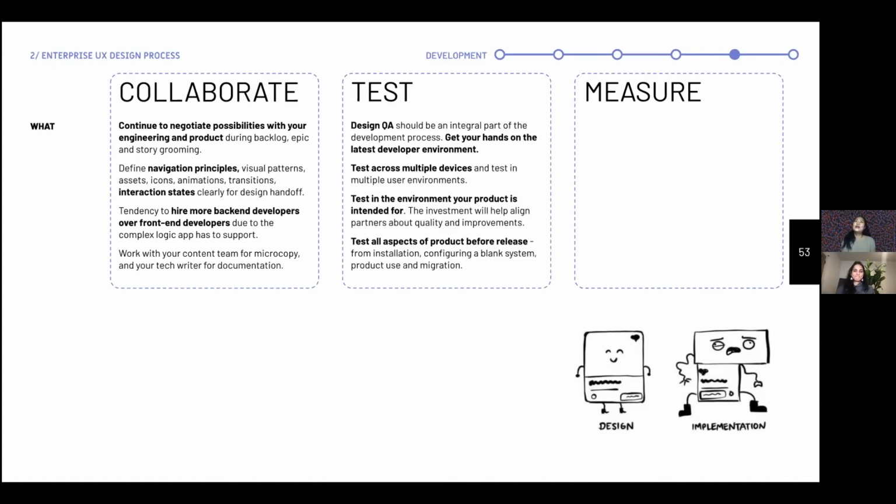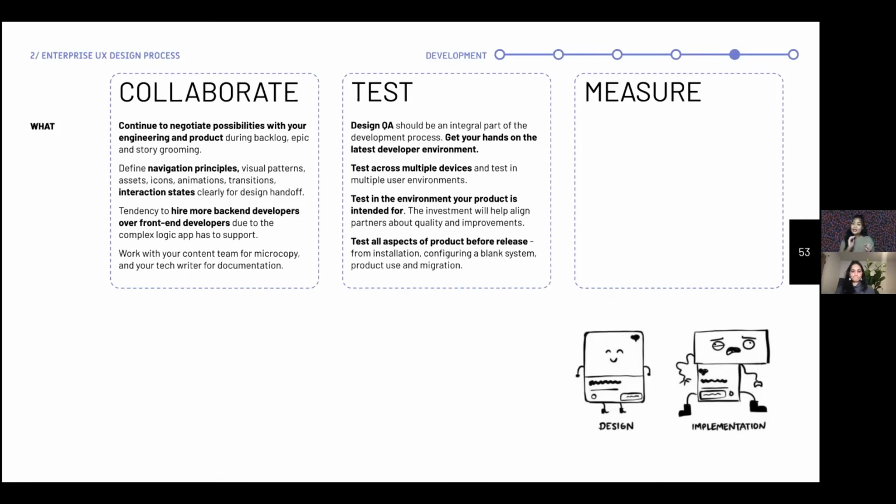Now, testing. Well, I cannot put exclamation points on this enough, but design QA should be an integral part of the development process. So you need to be able to get your hands on the latest developer environment to make sure that what they demoed actually interacts the way that you are intending it to. Now, you need to be able to test across multiple devices and multiple user environments, hopefully in the environment that your product is intended for, because it is not something that you can design on a small screen and hope for the best.